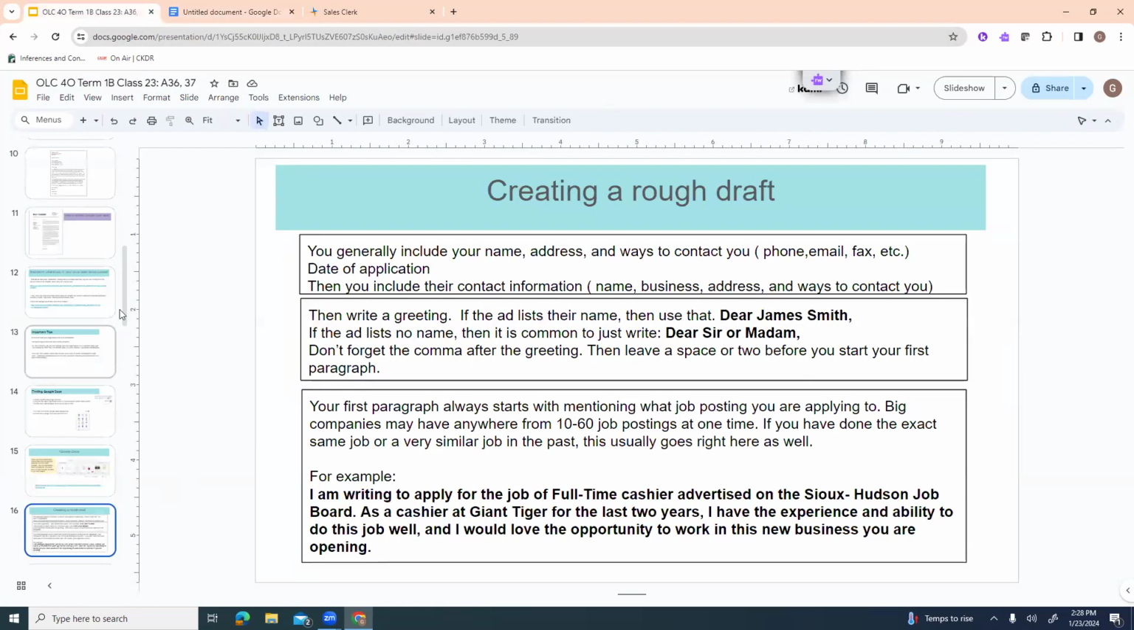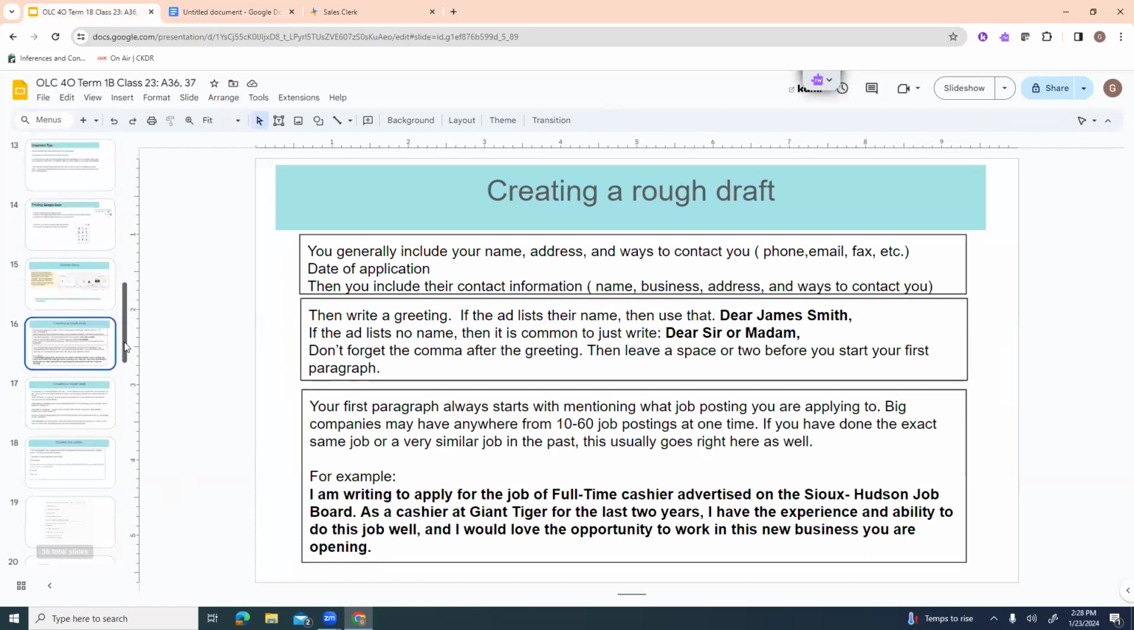Okay, for the rough draft, again, make sure you include your contact. Make sure you use the greeting. Remember to use a comma at the end of the greeting. The first paragraph is always going to mention what job posting you're applying for. Big companies may have anywhere from 10 to 60 job postings at one time.